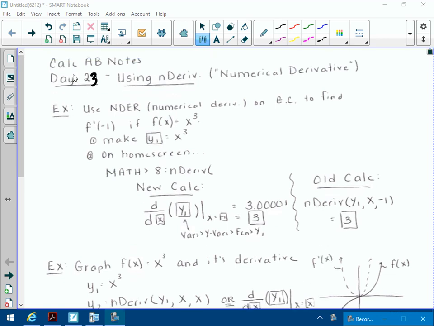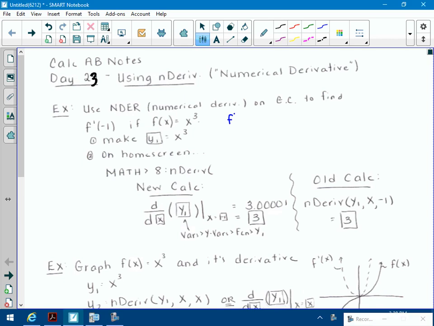have those to reference. First example says use nDer, that's short for nDeriv, the numerical derivative on the graphing calculator to find f prime of 1 if f of x equals x cubed. Okay, so at this point, the only way you know how to find an expression for f prime of x is to use that whole limit as h goes to 0, or the difference quotient, f of x plus h minus f of x all over h. And you could do that with x cubed and eventually plug in -1 and get what f prime of -1 would be. But the calculator can do that for you.